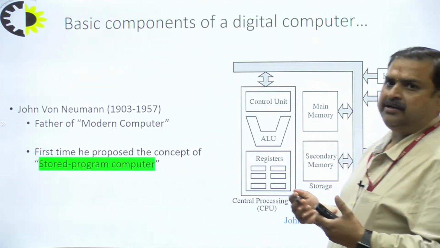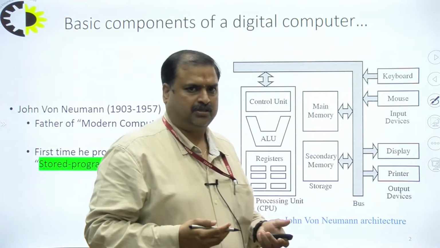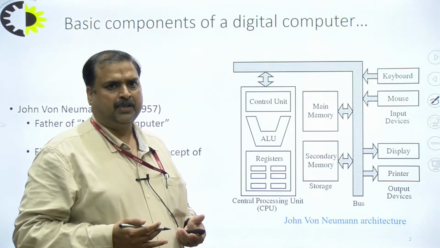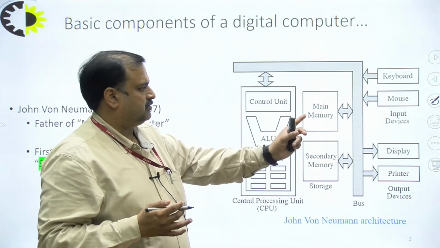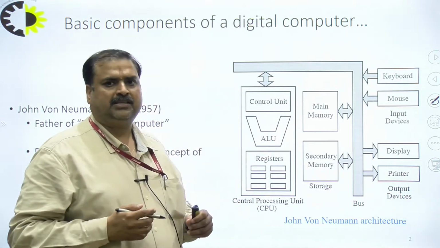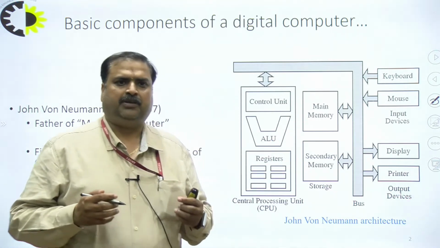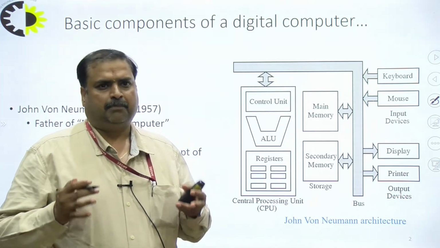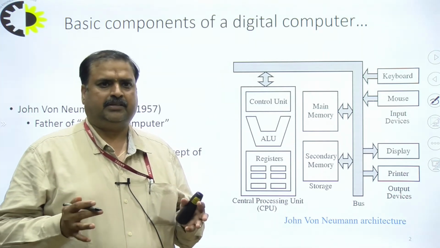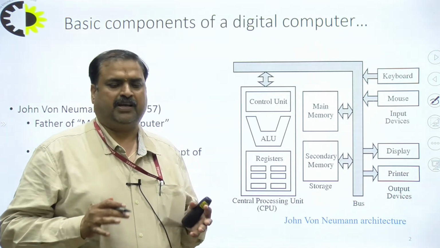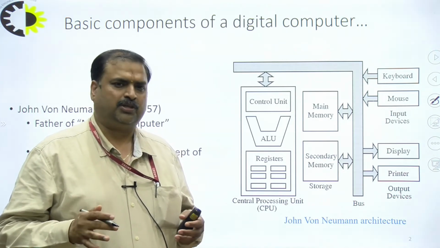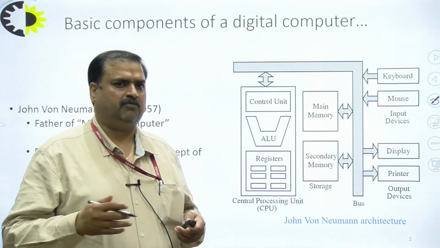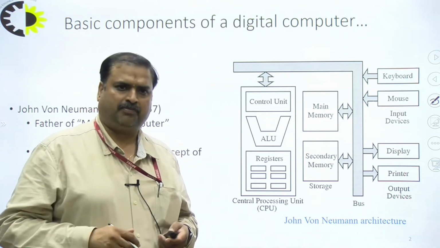For holding the data and the instructions, we have a certain amount of memory, like main memory and secondary memory. When we refer to memory, generally we talk about the primary memory, and whenever we say storage, it refers to the secondary memory. We will discuss what is primary and what is secondary, and why primary is being called primary.